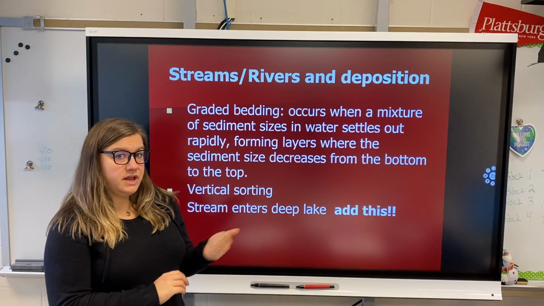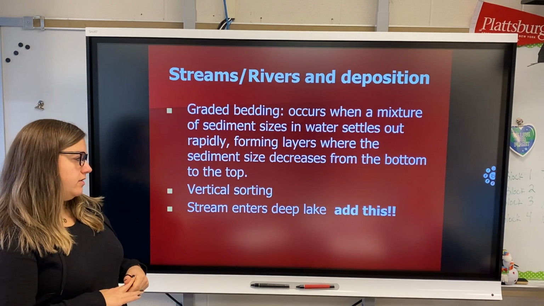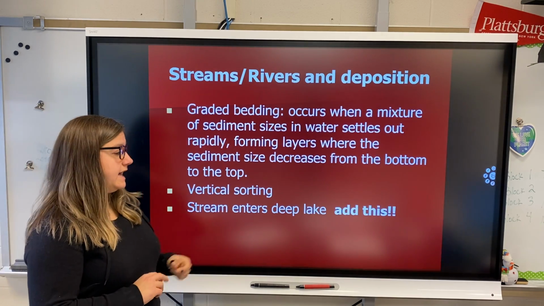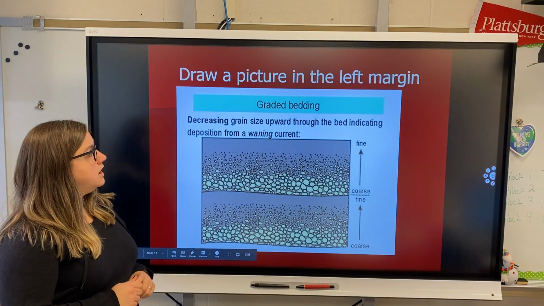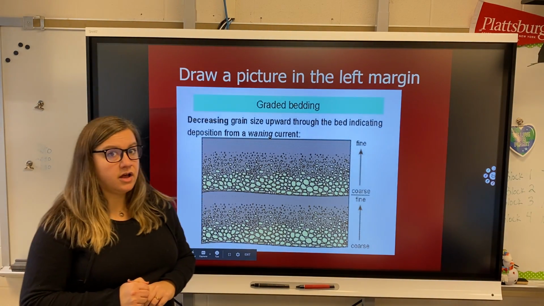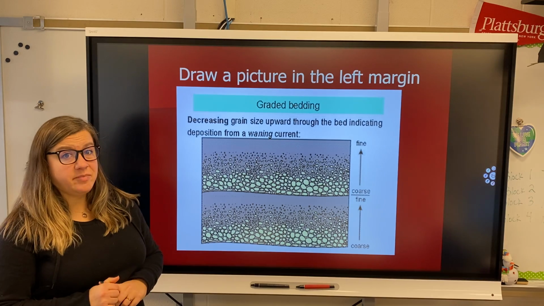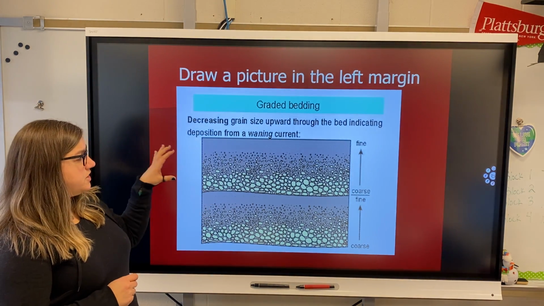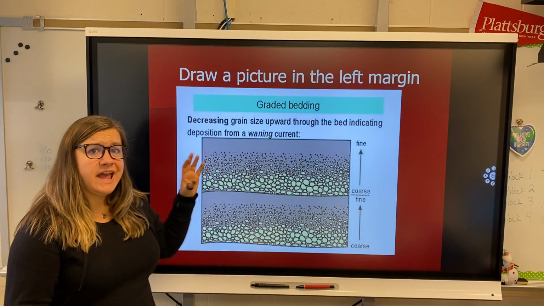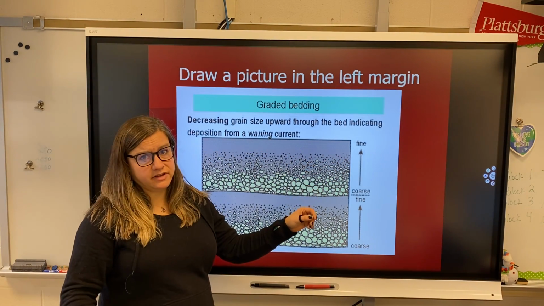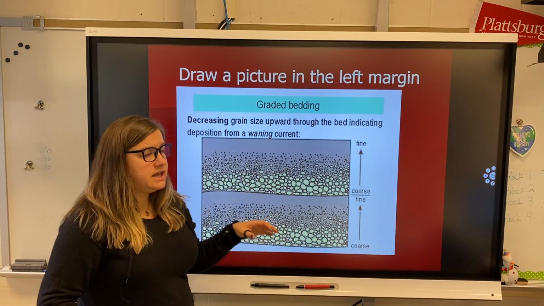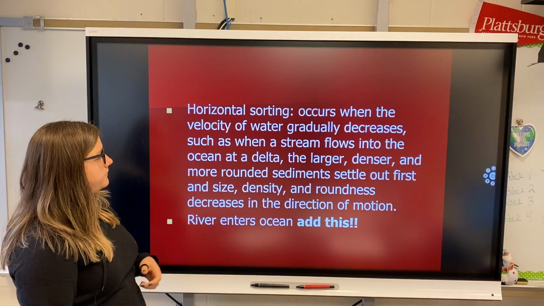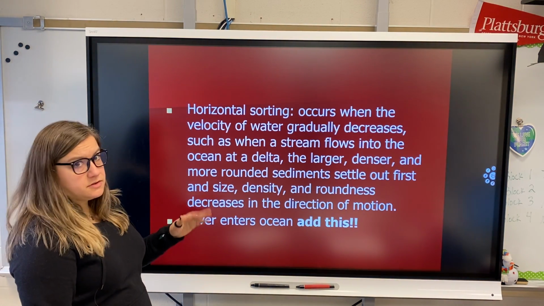You can have vertical sorting and you can have horizontal sorting. We'll talk about those after. When a stream enters a deep lake, you might need to add that to your notes if I didn't add it for you. Then you're going to draw a picture of what it looks like. So this is graded bedding. You have the smaller pieces on the bottom, larger pieces on the top. The only reason why this other layer is up here again is because I said that the water had moved faster at that time. There was probably a flood, and then all of these sediments got laid on top of the other sediments. Okay, so that was vertical sorting.